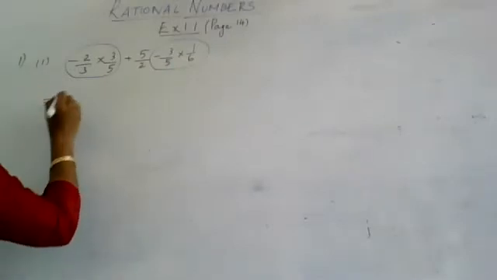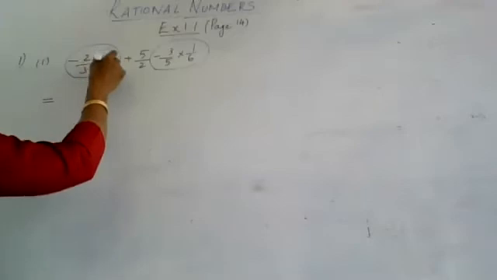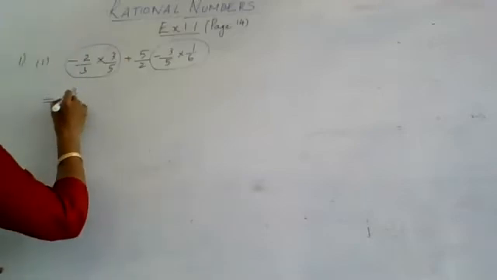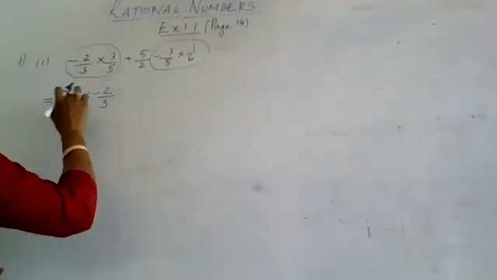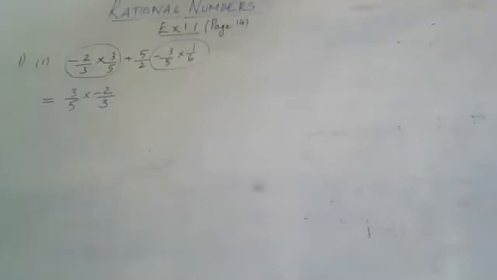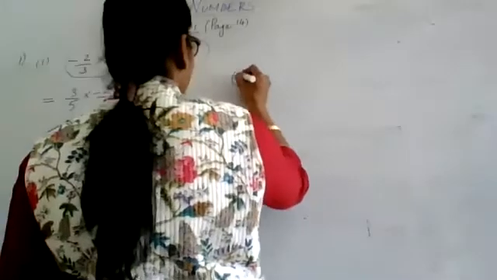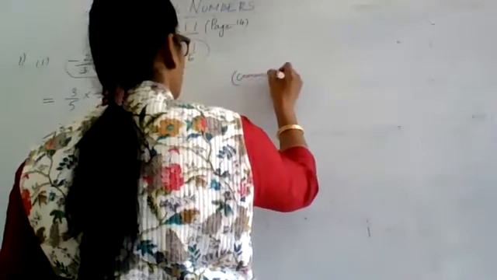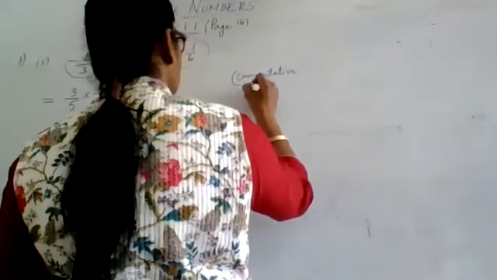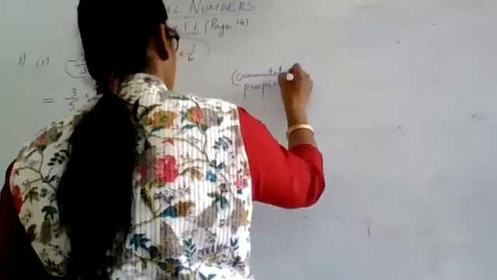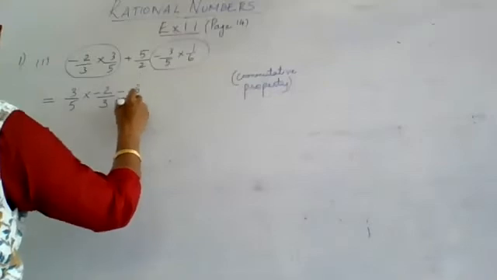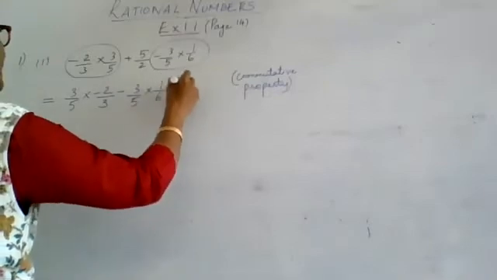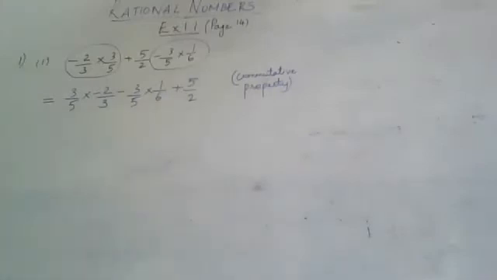I will do it like this. Negative 2 by 3 into 3 by 5, I will write it as 3 by 5 into negative 2 by 3. A into B is written as B into A. Which property did I use? I have used the commutative property. So within brackets you can write commutative property. Alright. Then similarly here I bring this negative 3 by 5 into 1 by 6. Then I write the 5 by 2. Correct? I just did a small rearrangement here.